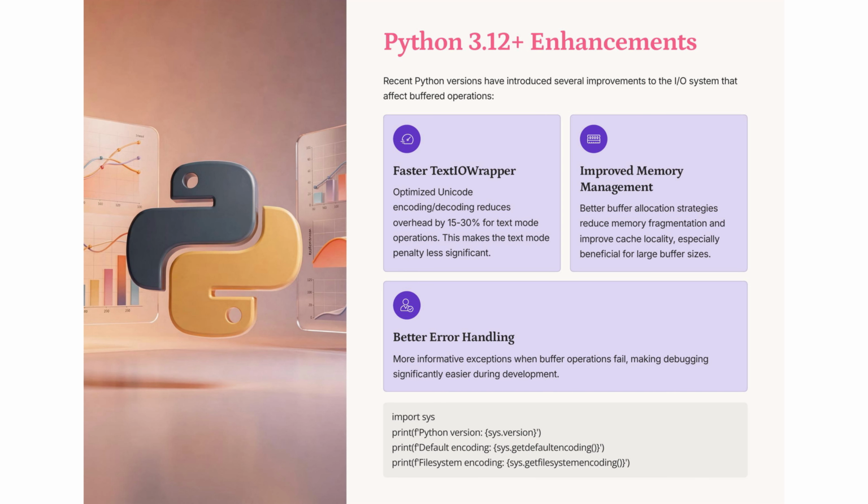Python 3.12 plus enhances input/output with a faster text I/O wrapper, optimizing Unicode encoding and decoding by 15–30%, reducing text mode overhead. Improved memory management minimizes fragmentation, enhancing cache locality for large buffers. Enhanced error handling provides clearer exceptions, aiding debugging. These updates streamline buffered operations, boosting performance and reliability in Python applications.